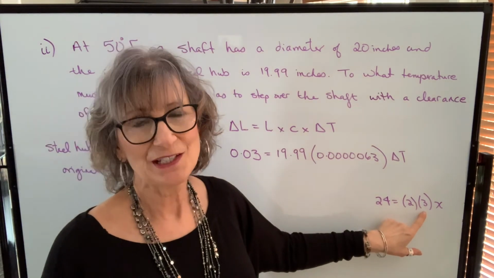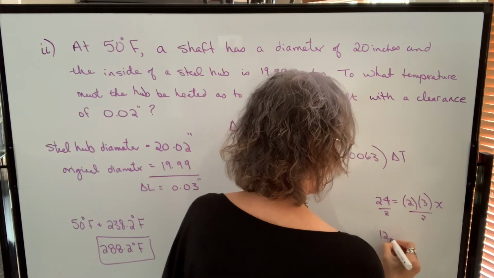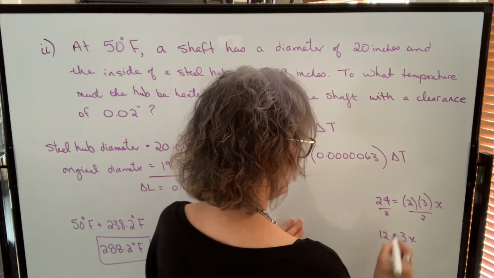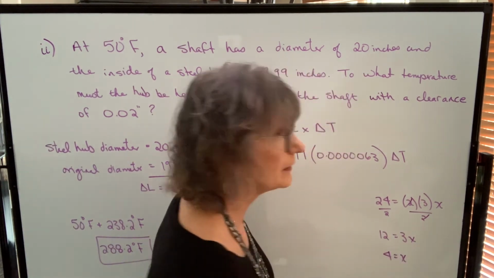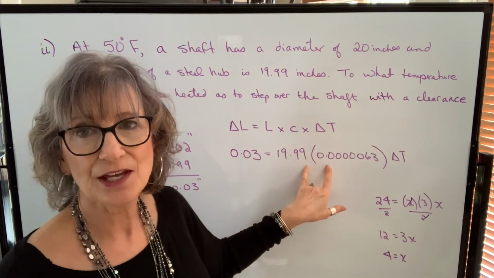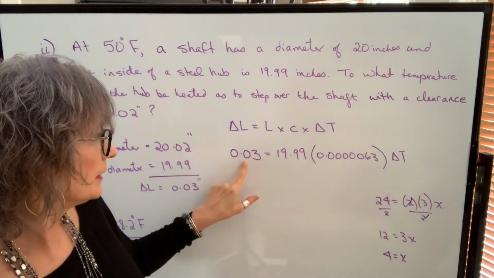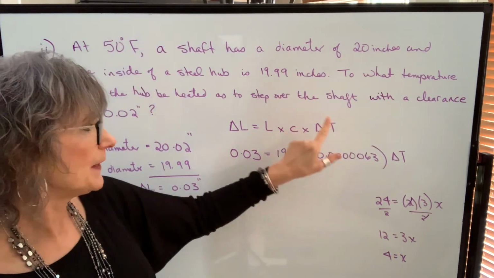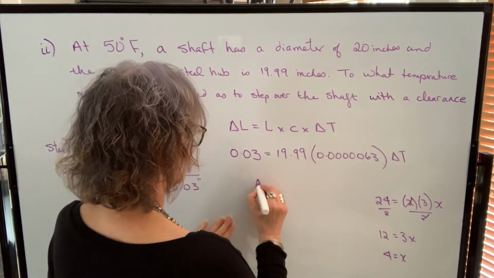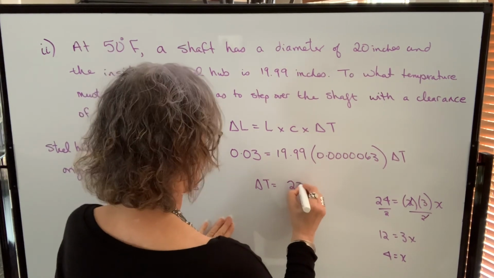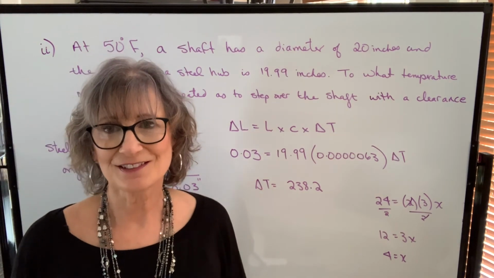Or I could have divided by each of these factors separately. So I could have divided both sides by 2, and then I would get 12 equals 3 times x, because the 2's will cancel there. And now I divide both sides by 3, and I still get x equals 4. So you can either multiply these two numbers together and then divide 0.03 by that, or you can take 0.03, divide by 19.99, and then divide by 0.000063. If you do that, you are still going to get 238.2. So you choose the method that you find the easiest.